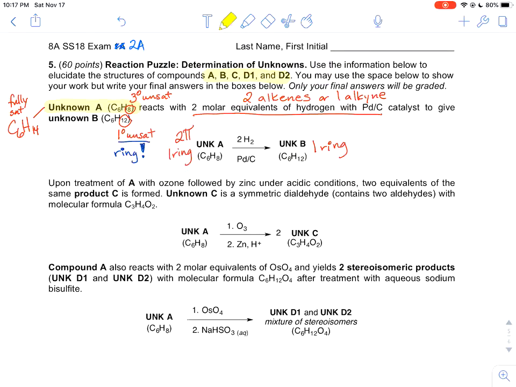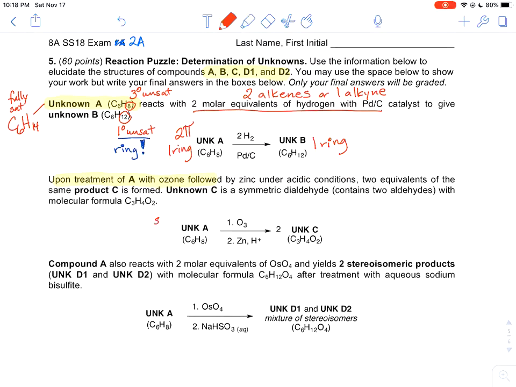New thing, treatment of A with ozone, followed by zinc, meant to leave a little highlight. Treatment of A with ozone and then zinc, we have 2 equivalents of the same product C. So what that tells us is actually a pretty good piece of information that we have 2 equivalents of the same product C. So that must mean that A is symmetric if we got 2 of the same compounds. We went from a C6 compound to a C3 compound.